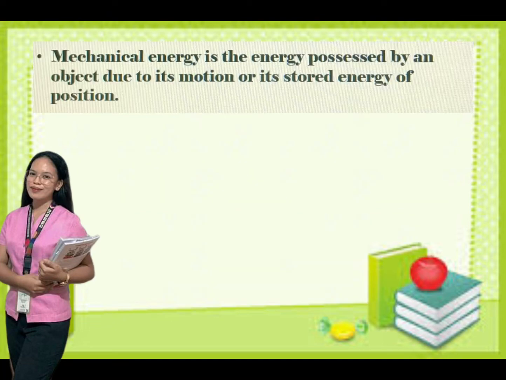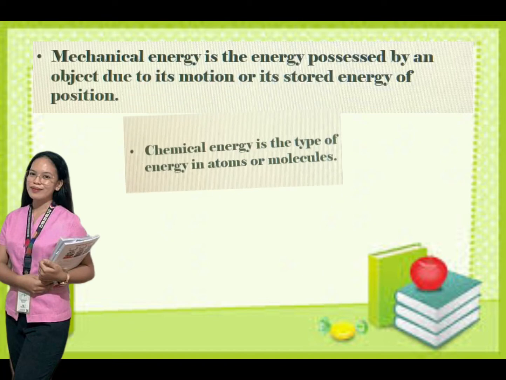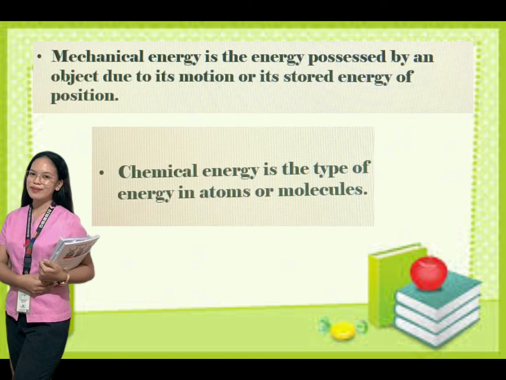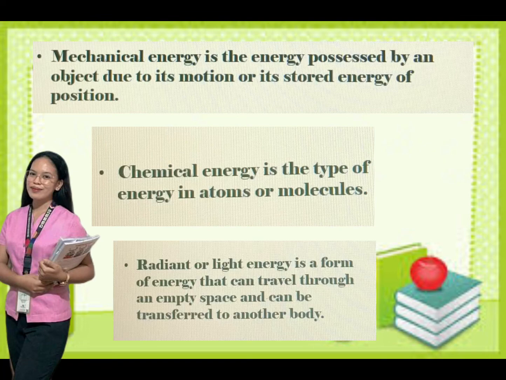Mechanical energy is the energy possessed by an object due to its motion or its stored energy of position. Mechanical energy can be either kinetic or potential. Chemical energy is the type of energy in atoms or molecules. Chemical reactions can either absorb or release chemical energy. Next, radiant or light energy is a form of energy that can travel through empty space and can be transferred to another body.